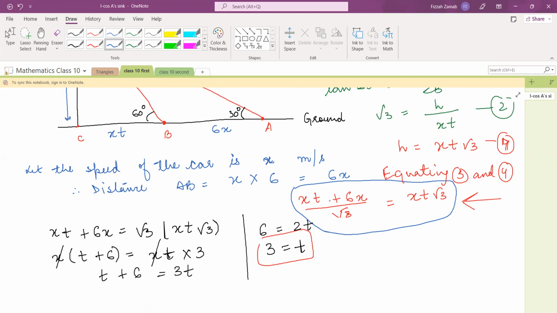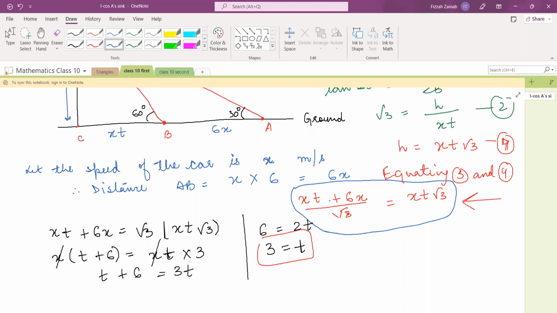No, but x will get cancelled out from both the sides. What will I do? Oh, but wait, I need to find the time taken by the car to reach the foot of the tower. So I think I need t only in this question, nothing else. Yes, ma'am. Oh, okay, then fine. I've got my t. No need to find CB.